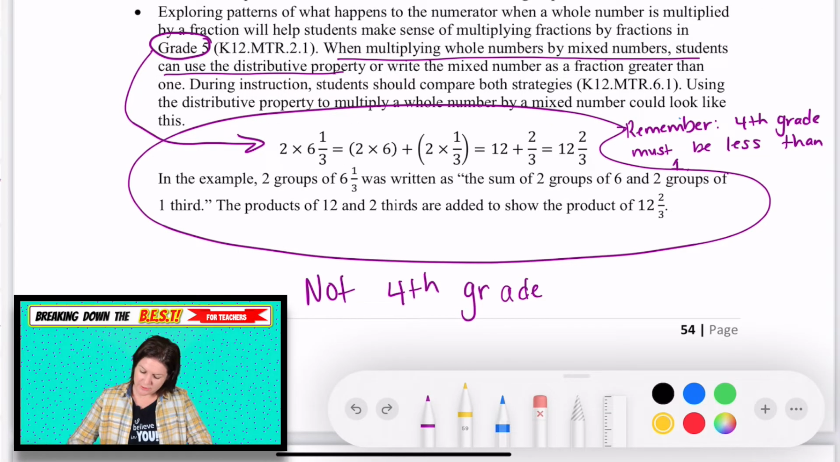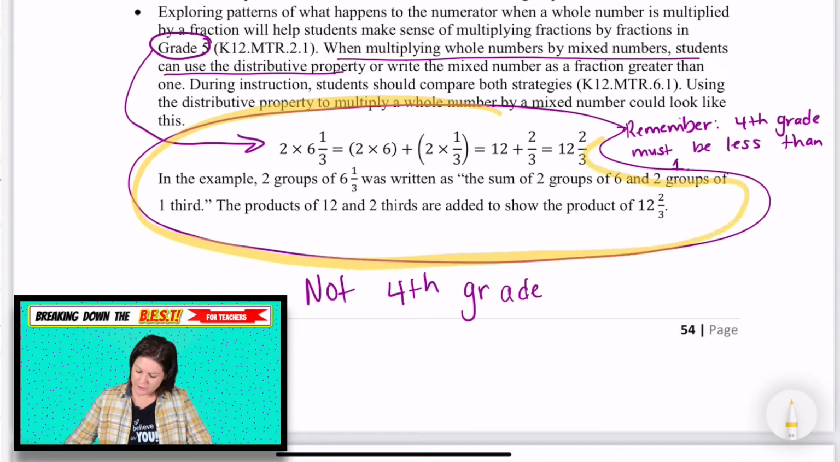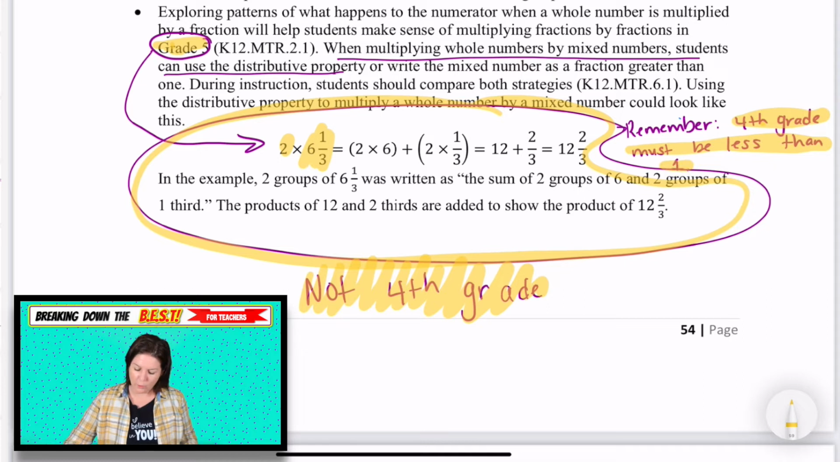Be careful down here. They spend a lot of time mentioning this, like how to break down 2 times 6 1/3 using the distributive property to do that. And that can be confusing, but what they're highlighting is the 5th grade level of where they'll be going next year. But they spent quite a bit of time there. So just keep in mind, this example is not 4th grade, because remember that 4th grade must be less than 1 whole. And this right there, 6 1/3, is way greater than a whole. It's 6 wholes and a third. No mixed numbers, remember the clarification said no mixed numbers, no fractions greater than 1.